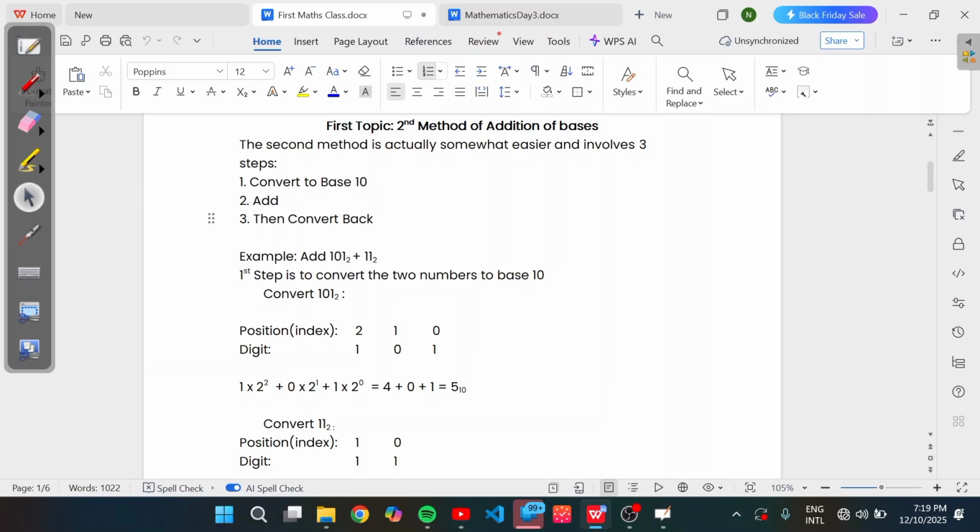Now we follow those simple instructions we did before. That'll be 1 times 2 to the power of 2, 1 times the base. The base is 2.